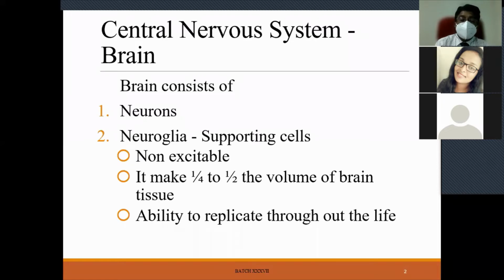They are not excited, so they are not excitable cells, and they make up about a quarter to half of the volume of brain tissue. So when you look at the brain, it is not fully comprised of neurons. Half of the volume maybe consists of these neuroglial cells. And unlike neurons, neuroglia cells can replicate throughout life.